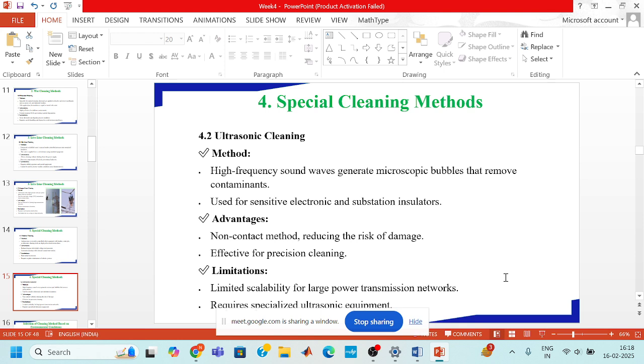The main advantage of this type of special cleaning method is that it is a non-contact method, and it reduces the risk of damage. It is very effective for precision cleaning, but it has limited scalability for large power transmission networks, and it also requires specialized ultrasonic equipment.